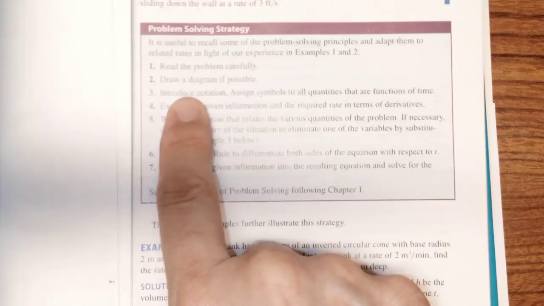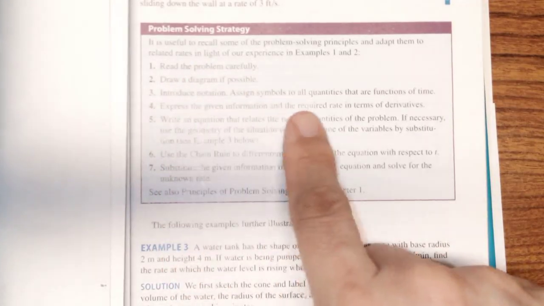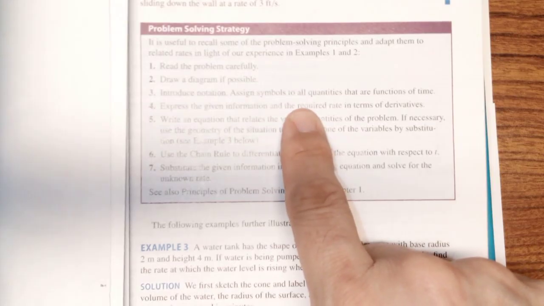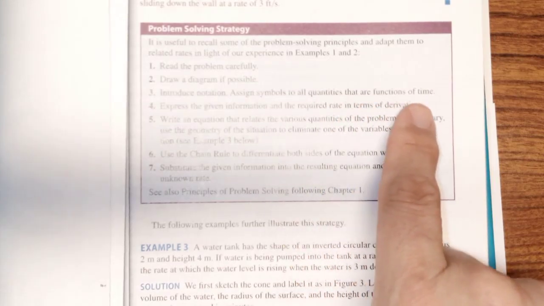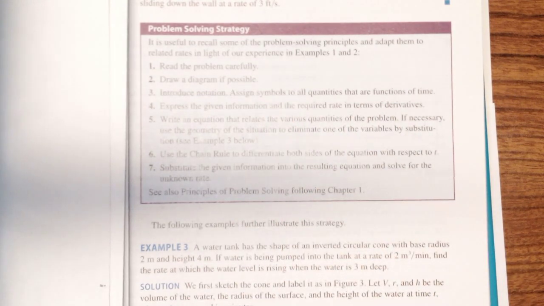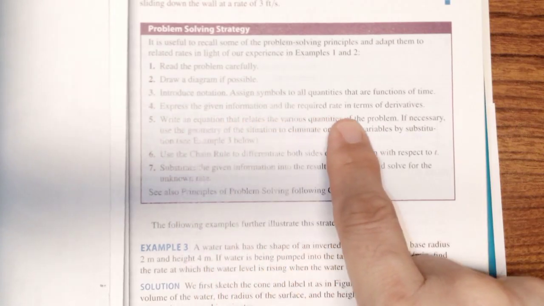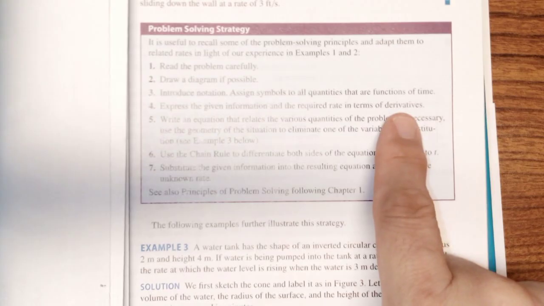The first time you're just reading it. Just go through the whole thing. Second time, you think about what you're asked to do. Draw a diagram. We draw a little picture of a balloon. We introduced our notation. Assign all quantities that are functions of time symbols. We had V, we had R, we assigned them symbols because those were the things that were changing. Express information and the rates we want to know in derivatives.